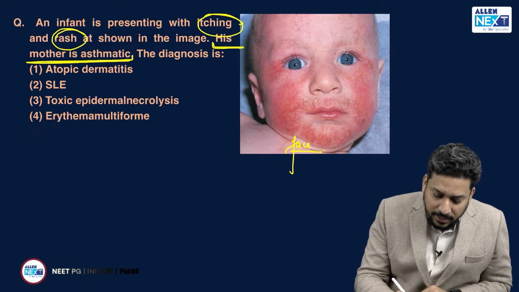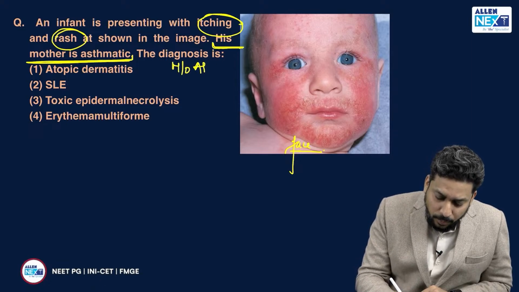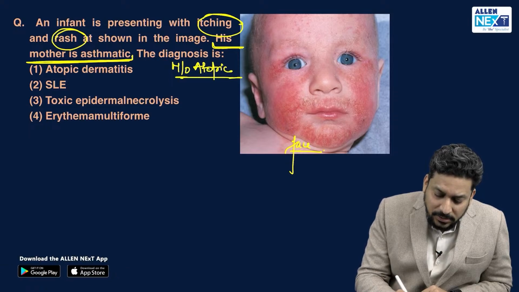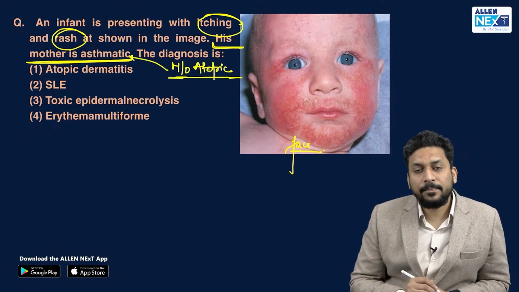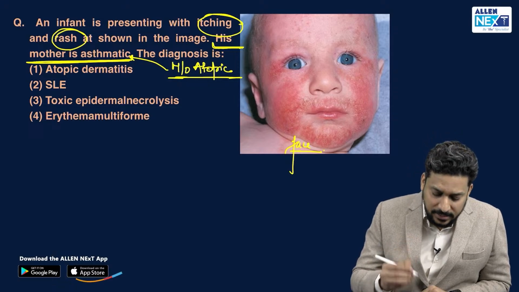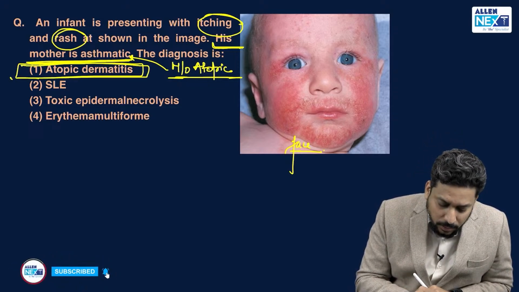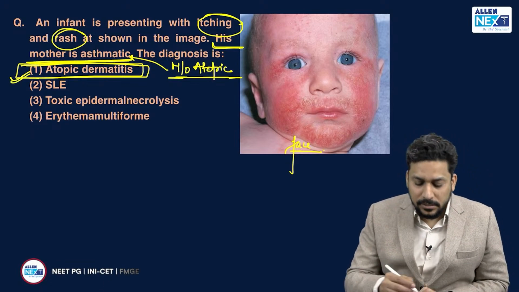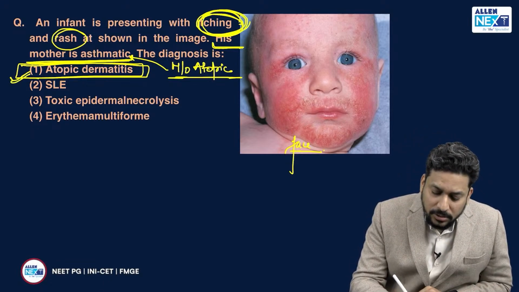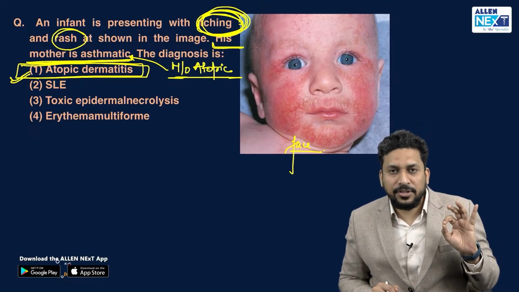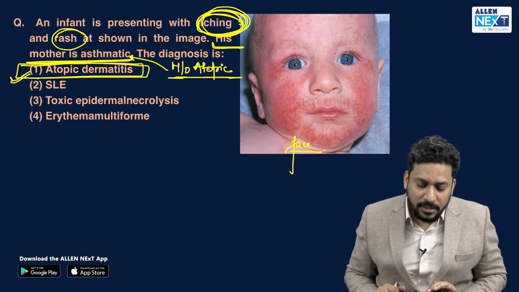Mother is having history of atopy, that is one allergic condition like asthma. So what is the diagnosis? Yes, the diagnosis is atopic dermatitis. What are the important clues? The first important clue is itching, because pruritus is a very important feature which is almost always seen in atopic dermatitis.